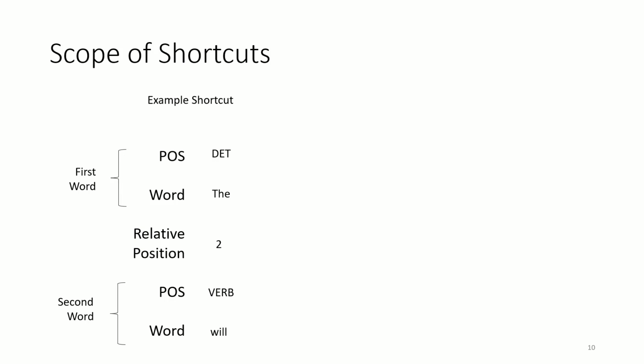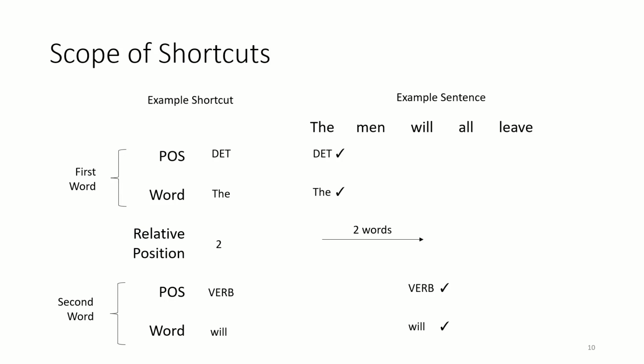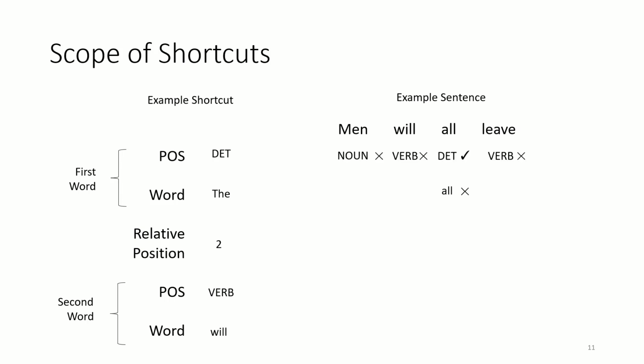In this example, consider these shortcuts. The first word is a determiner, another word is behind two words of it, and the second word is "view". Then you can match this sentence following this order of judgment. For this sentence, it does not have a determiner, so it cannot be covered by these shortcuts.